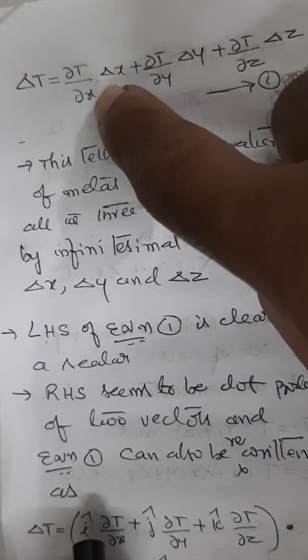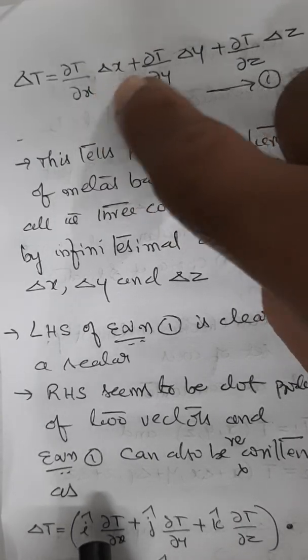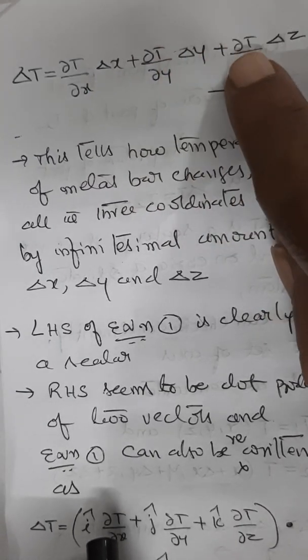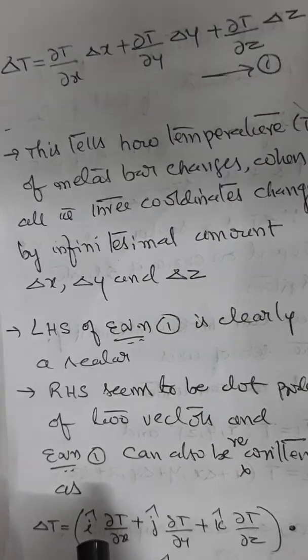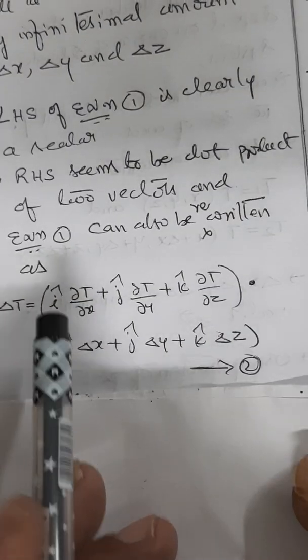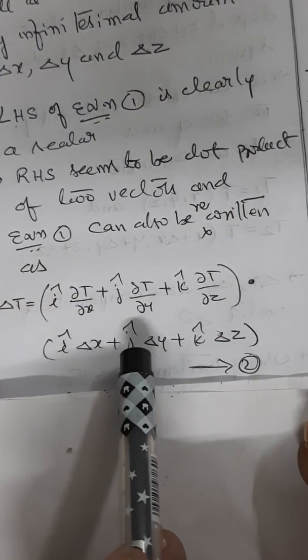Delta X means X direction, so unit vector I will come. Unit vector J will come. Unit vector K will come. Like a dot product, if you represent this, it will come like this.